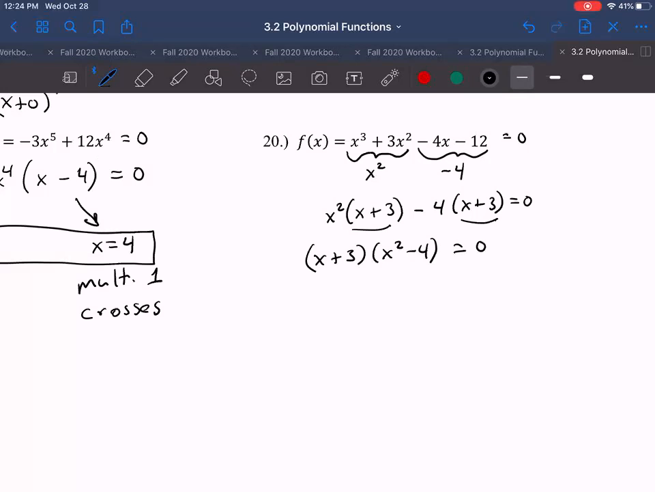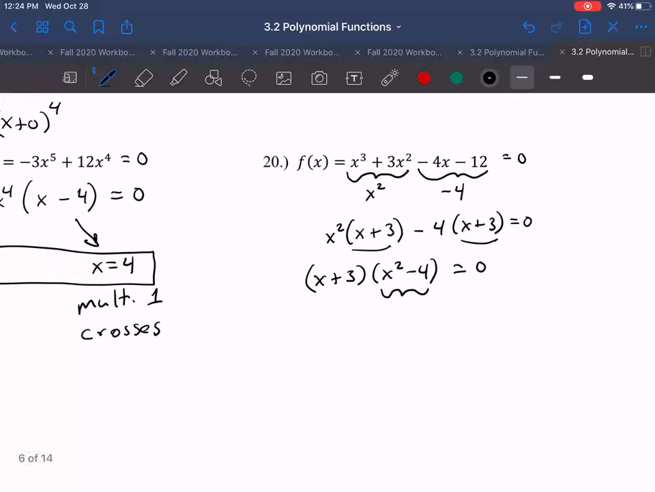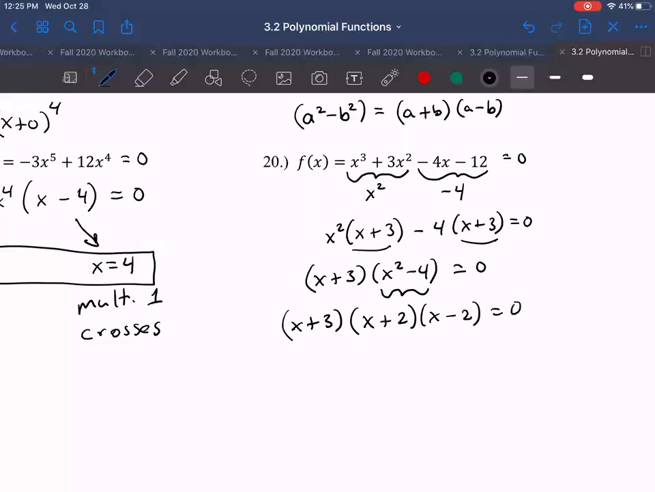But we're not quite done, because this right here is actually the difference of two squares. If you remember, a squared minus b squared factors to a plus b times a minus b. So we'd keep our x plus 3, and the x squared minus 4 would become x plus 2 times x minus 2. Now we have this fully factored. All of our x's are to the first power, and then we just have to look at the exponents up here to figure out each one's multiplicity.